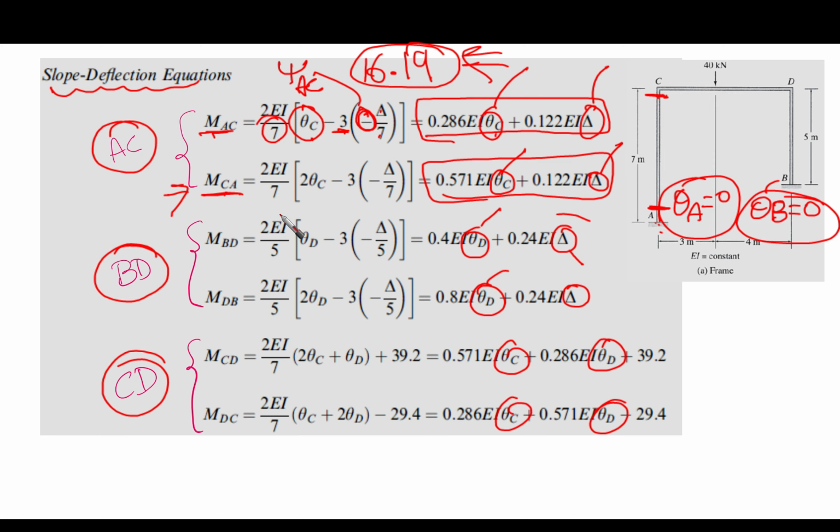The free body diagram is going to give the summation of moments equal to 0 for point C. This means that MCA plus MCD equals 0. And in similar fashion, for the other corner, which is D, the moment here is going to be MDC, and the moment here is going to be MDB. The summation of them should be 0. MDB plus MDC should equal 0.